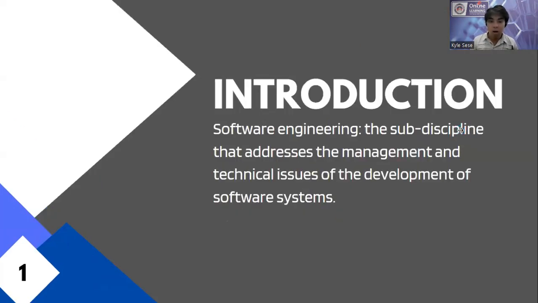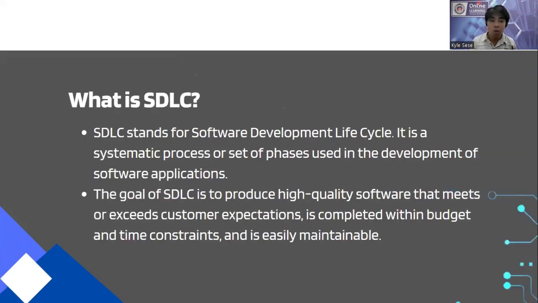So now class, software engineering is a subdiscipline that addresses the management and technical issues of the development of software systems. So we have what we call SDLC, wherein SDLC stands for Software Development Life Cycle. It is a systematic process or set of phases used in the development of software applications. The goal of SDLC is to produce high-quality software that meets or exceeds customers' expectations, is completed within budget and time constraints, and is easily maintainable.